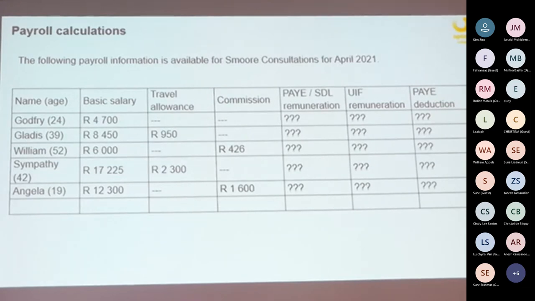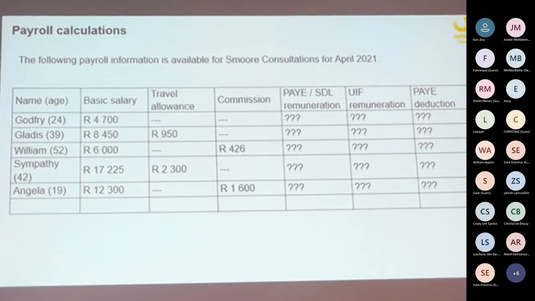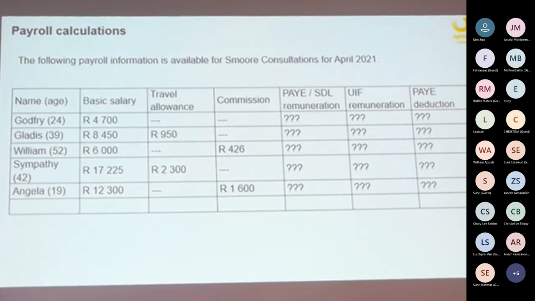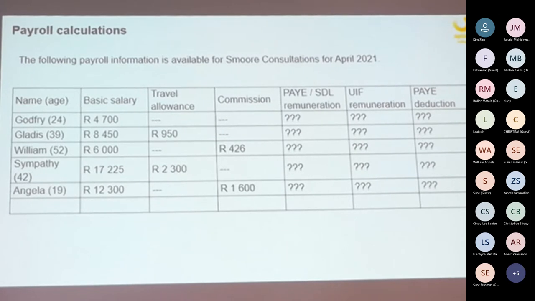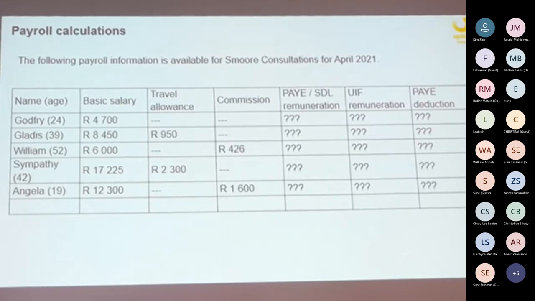4,179.60. Now, you're going to de-annualize because that is the tax for the whole year. And how often do we deduct PAYE? Every month. So now we divide by 12. Annualization is taking the PAYE remuneration, multiplying by 12, and de-annualizing is taking the end tax figure and dividing by 12. And that means that Gladys is going to pay 348 rand and 50 cents worth of tax. And that is not bad. On a salary of 8,450 rand, she's going to pay 300 rand tax.